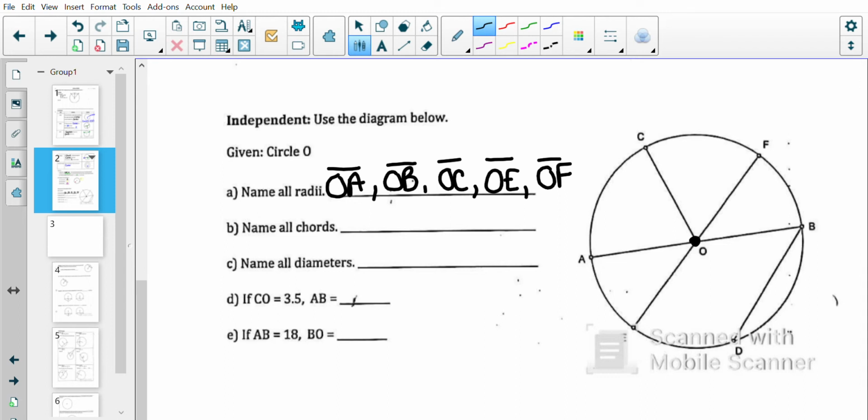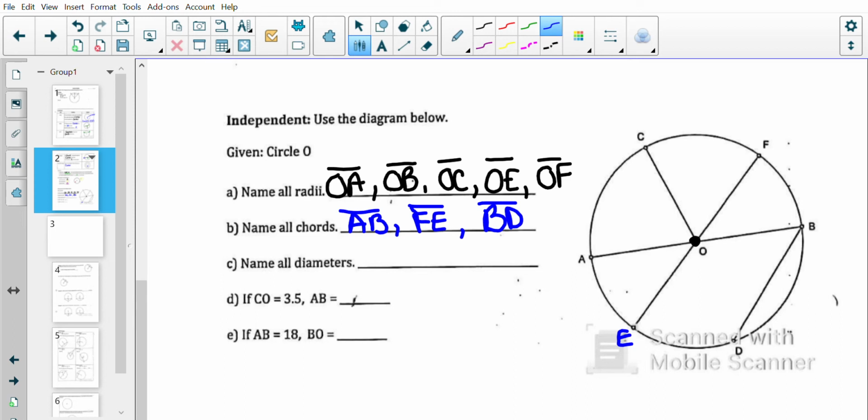Okay, now we want to name all chords. Now remember, a chord has to go from rim to rim. So it's a segment where its two endpoints are both on the rim of the circle. So here we have the diameter is a chord. So we have diameter or chord AB. Another chord is, I don't know if you see it right there, but that's point E. So FE is another chord. And we have one more, which is BD.